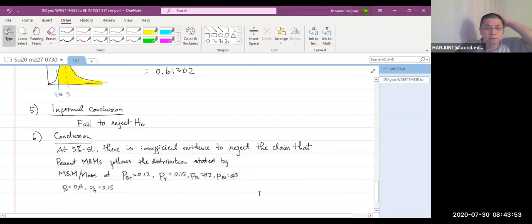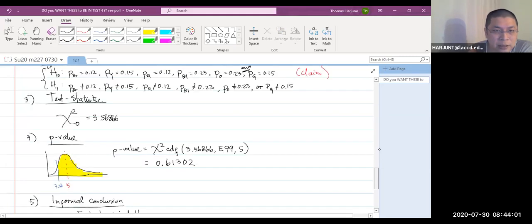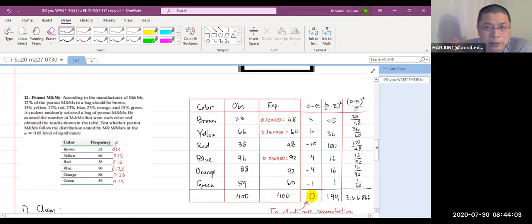Okay. There is actually some big chance that it's actually not following this proportion. Okay, there's actually some chance. It's just that we don't have any evidence. We don't have enough evidence to claim otherwise.